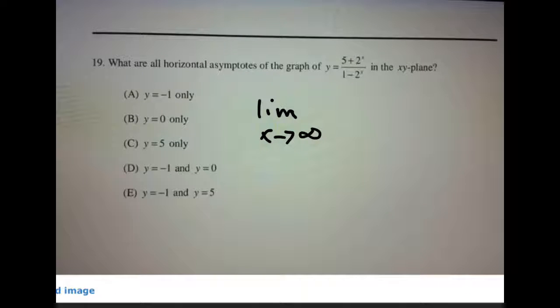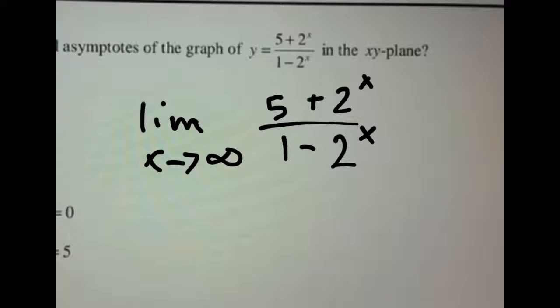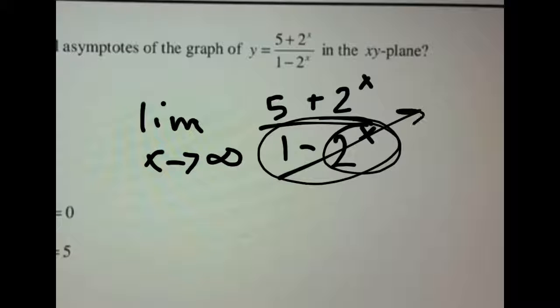So, if we let this go to infinity, 1 minus 2 to the x. If we let x go to infinity, then this goes to infinity, which means this whole thing goes to infinity, and same with this. So it all goes to infinity. So we have infinity over infinity. Or actually this goes to negative infinity, because if this is infinity, 1 minus infinity is negative infinity. So this actually goes to negative infinity over infinity.